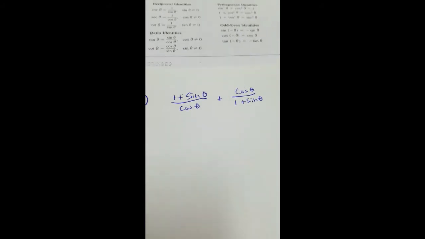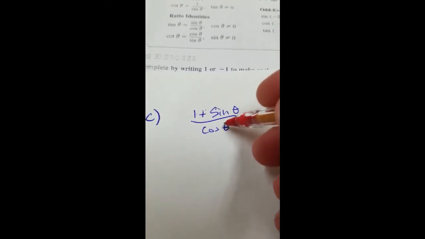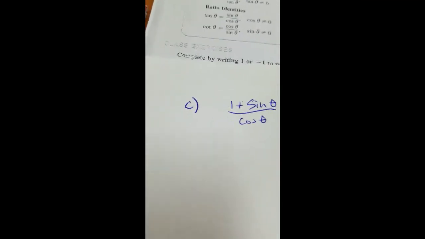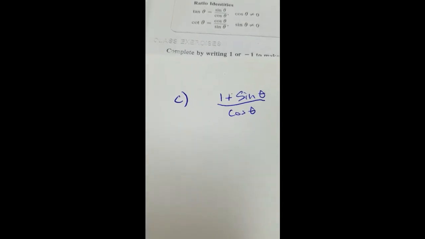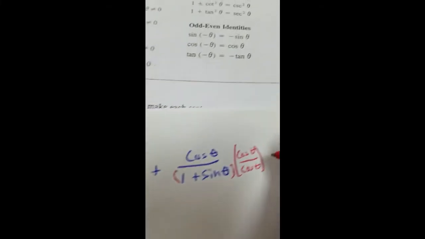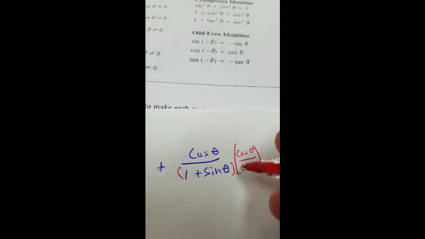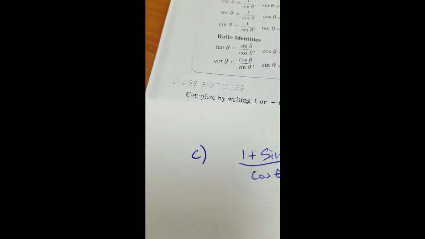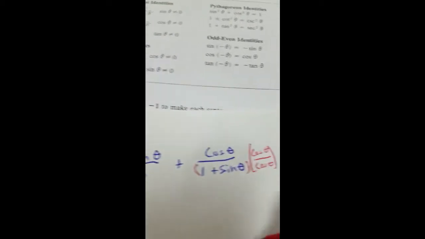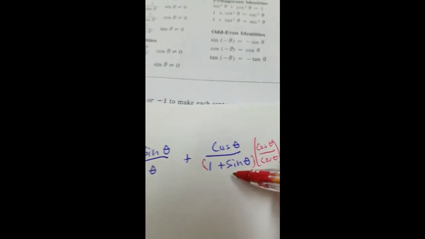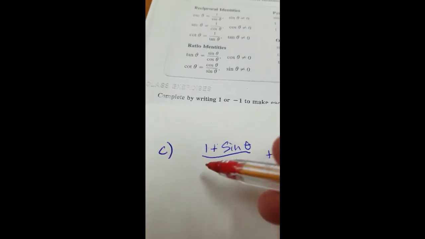Okay, so let me use a different color here. This fraction has a denominator of cosine, and that one does not. So I'm going to multiply this fraction, top and bottom, by cosine of theta over cosine of theta. That's a value of 1. I'm allowed to multiply by 1. It doesn't change anything. Over on this fraction, I'm going to multiply by what I've got in this denominator. This denominator has a 1 plus sine theta, so I'm going to multiply that over here.